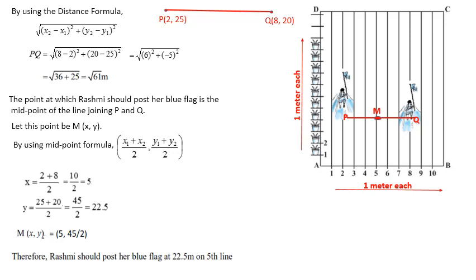Finally, we can write the answer. Rashmi should post her blue flag at 22.5 meter on the fifth line. In the sense, the midpoint M comes on the fifth line, or we can simply say x coordinate is 5. That's why we are telling that it is fifth line, and the distance on AD is what we have marked as y. That means y coordinate 22.5 we have got here. So she should post her flag at 22.5 meter on the fifth line.